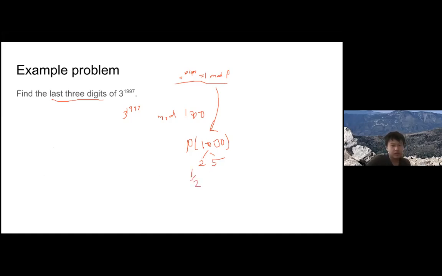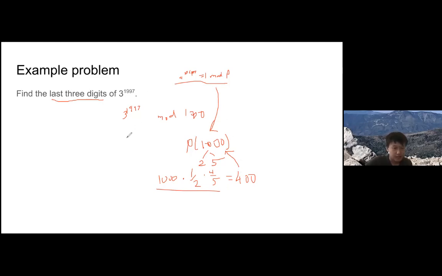What fraction of numbers below 1,000 are not divisible by 5? Good, 4/5. And there's 1,000 total numbers. So how many of them are not divisible by 2 or 5? You just multiply this all out. That's 400. So that's phi of 1,000.